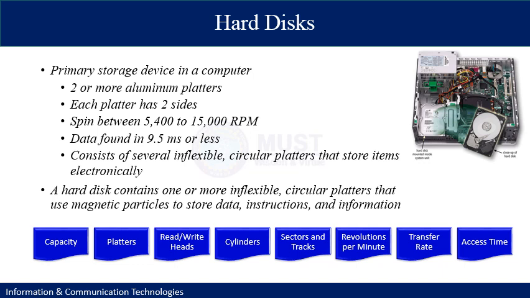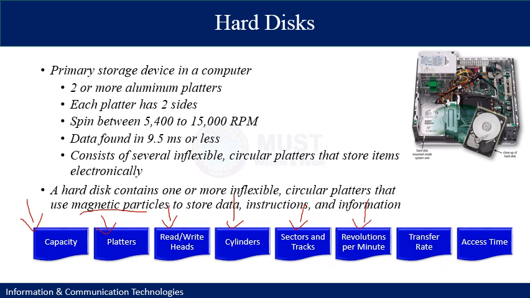The hard disk usually consists of several inflexible circular platters that store items electronically. A hard disk contains one or more inflexible circular platters that use magnetic particles to store data, instructions, and information. A hard disk may have different capacities ranging from GBs to a few terabytes, and it usually contains two or more platters. To read and write information from the hard disk, you have different read and write heads. There are different cylinders which help move the heads of your read and write heads across the platters. Again, there are different sectors and tracks, and information is stored in the sectors of each track.